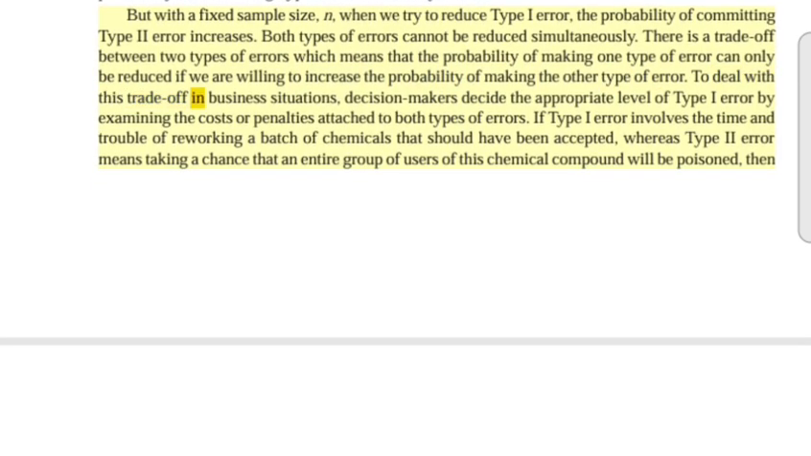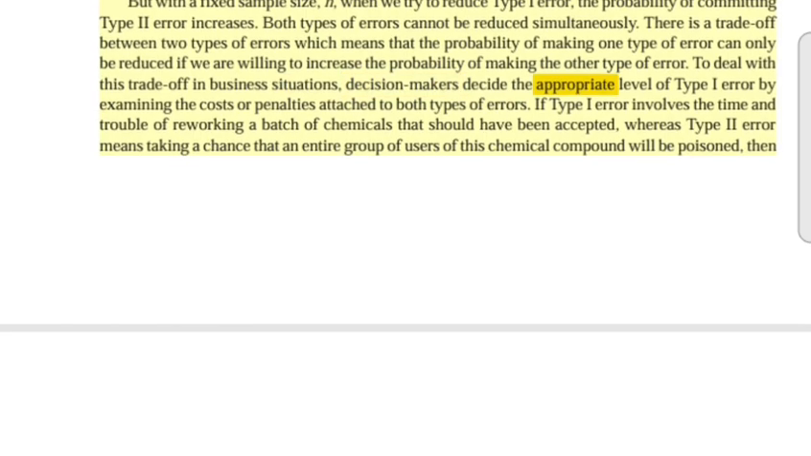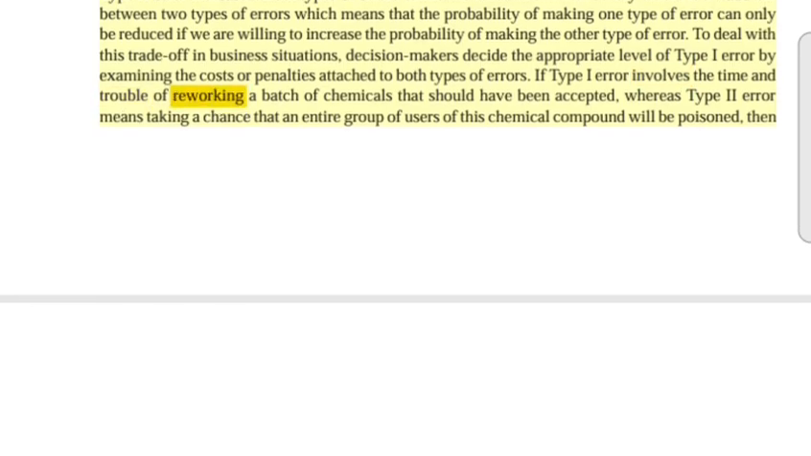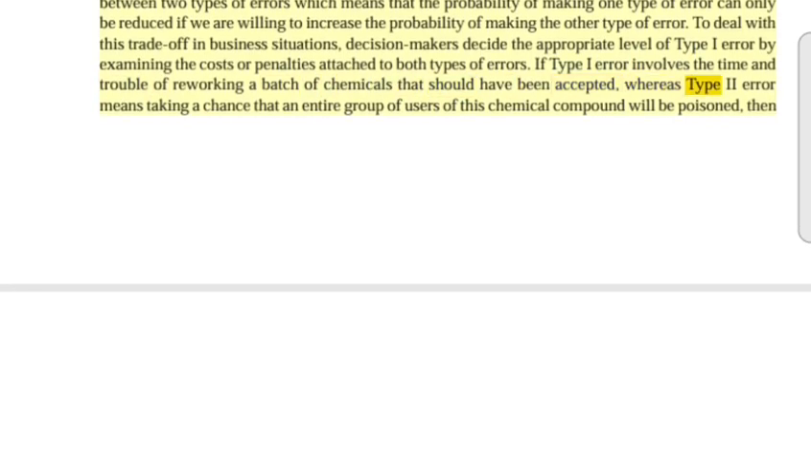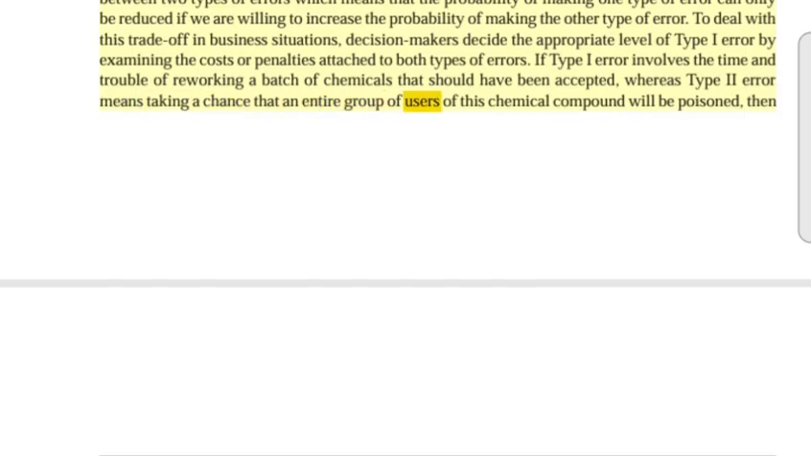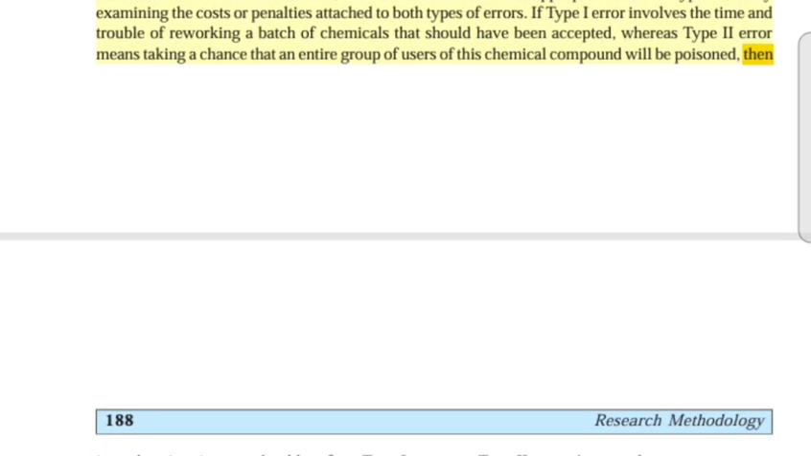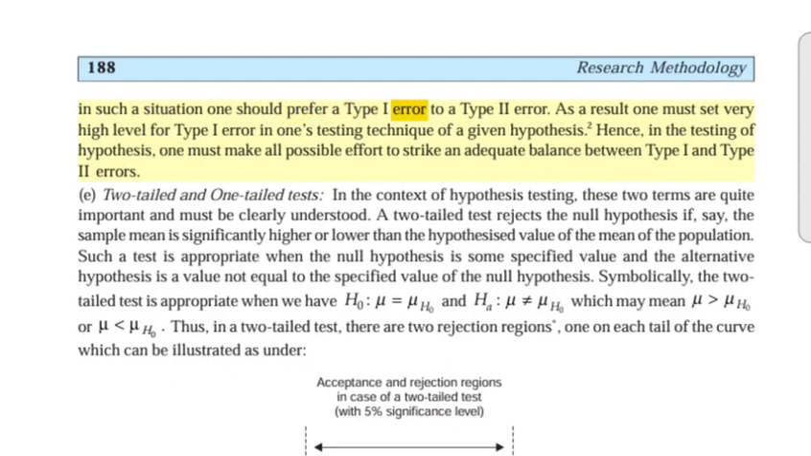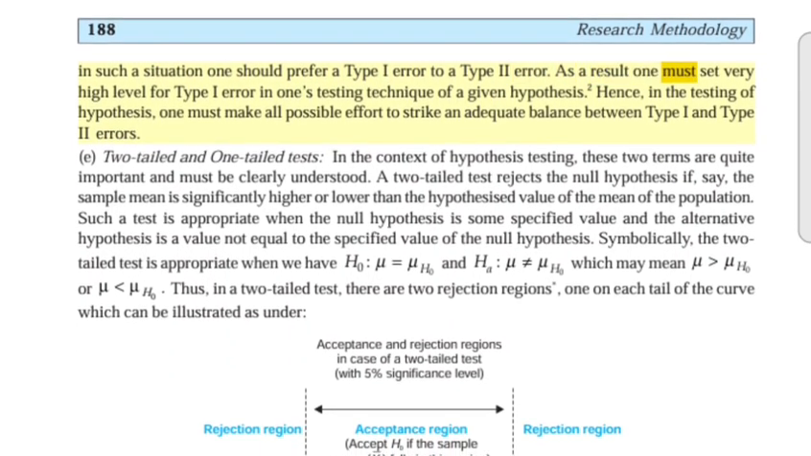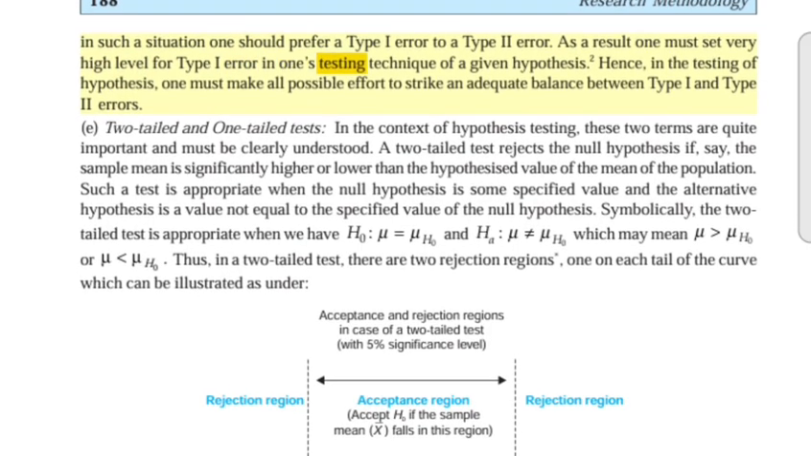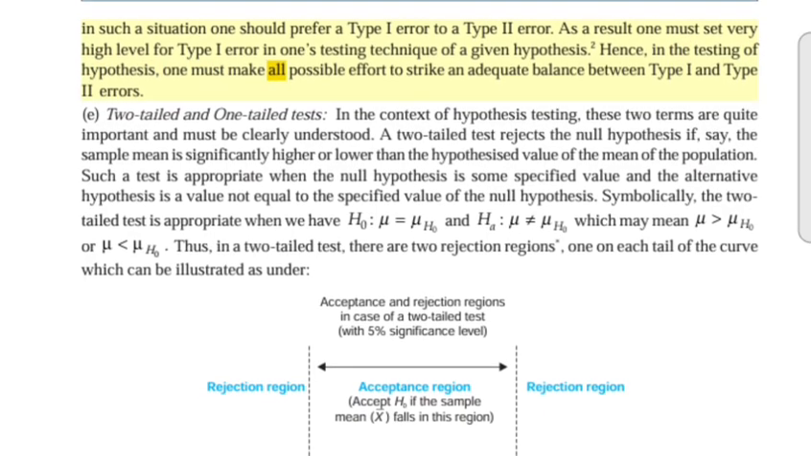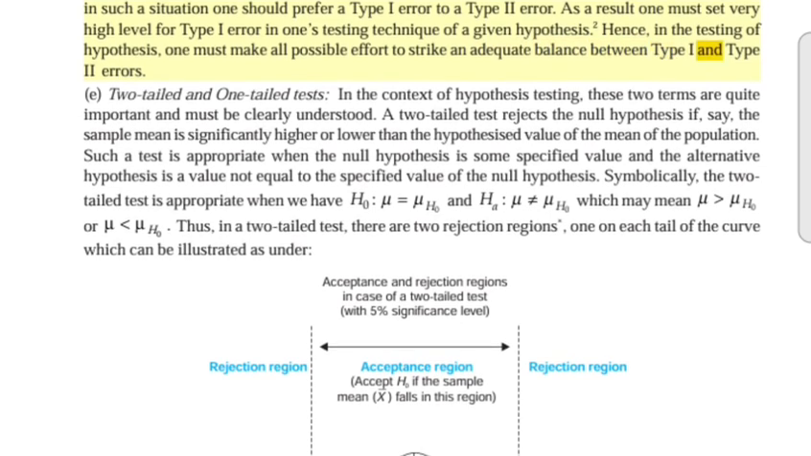To deal with this trade-off in business situations, decision makers decide the appropriate level of Type 1 error by examining the costs or penalties attached to both types of errors. If Type 1 error involves the time and trouble of reworking a batch of chemicals that should have been accepted, whereas Type 2 error means taking a chance that an entire group of users of this chemical compound will be poisoned, then in such a situation, one should prefer a Type 1 error to a Type 2 error. As a result, one must set a very high level for Type 1 error in one's testing technique of a given hypothesis. Hence, in the testing of hypothesis, one must make all possible effort to strike an adequate balance between Type 1 and Type 2 errors.